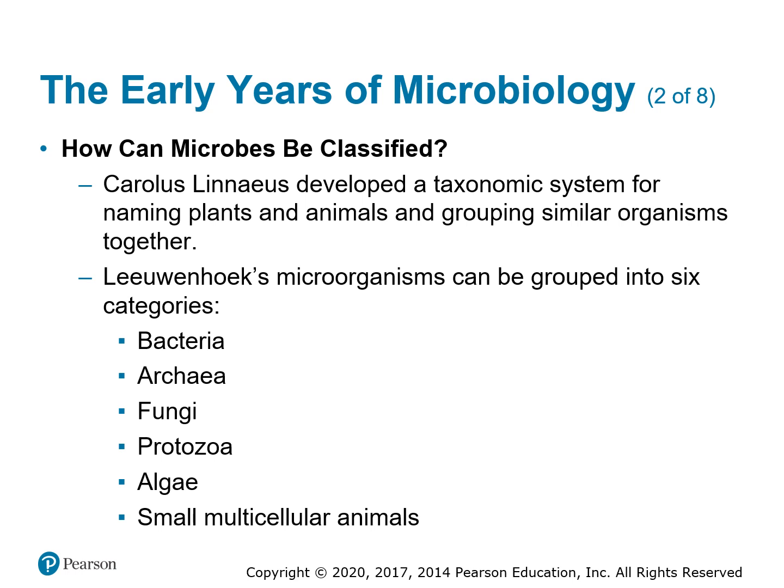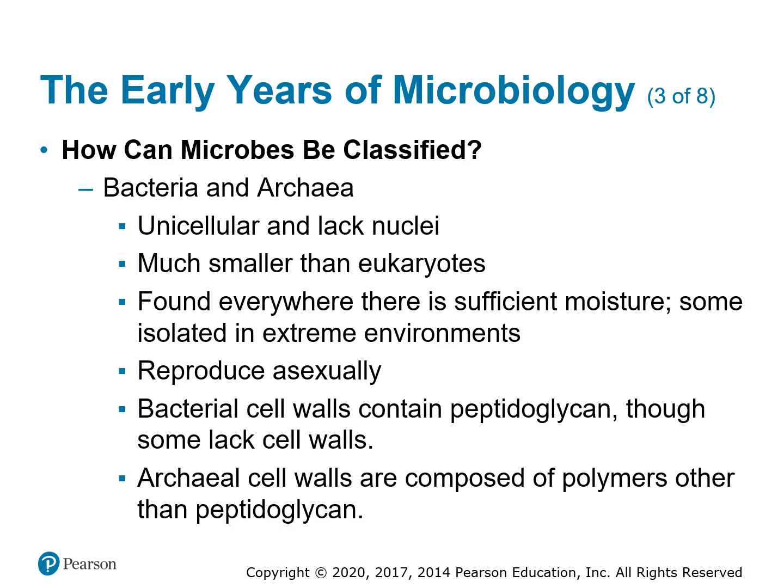When it comes to the earlier years of microbiology, Leeuwenhoek was classifying things based on the taxonomic system of the time. This was around the time that Carolus Linnaeus was developing the system of organization for taxonomic groups of organisms. He was describing 6 categories, and those are bacteria, archaea, fungi, protozoans, algae, and other small multicellular animals, which we'll talk about later as well.